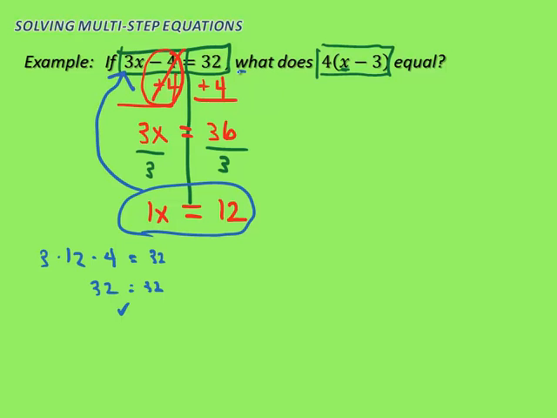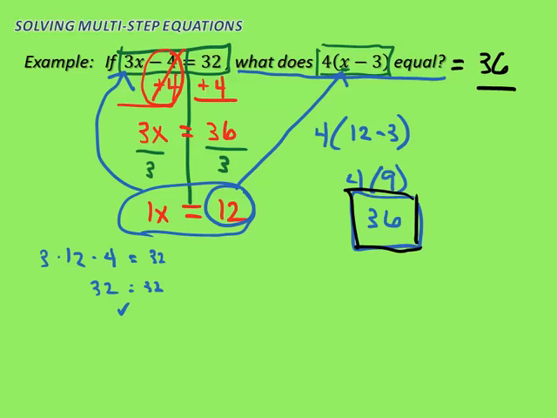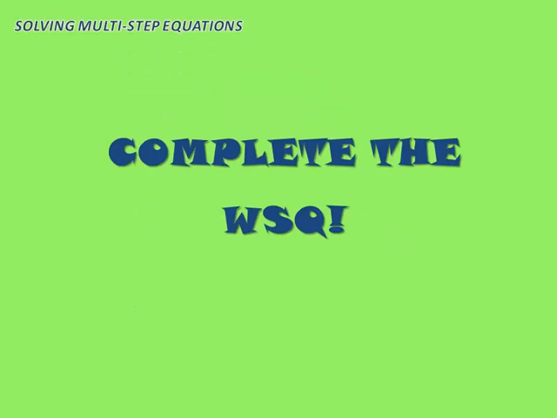So there's my solution to this problem. But they asked me, what does this equal? So now I'm going to use that 12, and I'm going to substitute it into x. So I'm going to have 4 times 12 minus 3. I've got to do what's inside the parentheses first. So 12 minus 3 will be 9, and 4 times 9 is 36. So there's the answer that I'm looking for in this problem: 4 times x minus 3 equals 36. Okay? Go ahead and complete your WISC for this lesson, and we'll see you in class tomorrow.